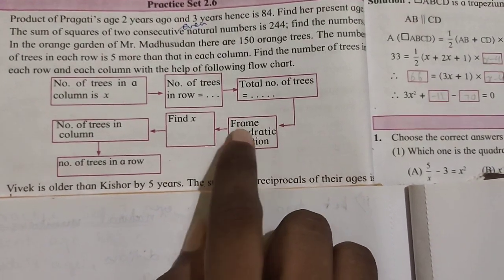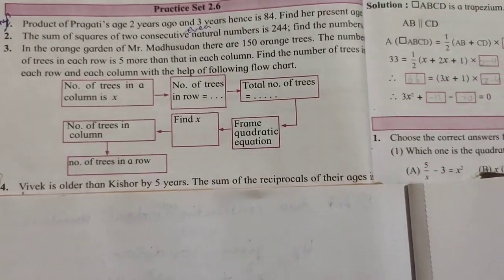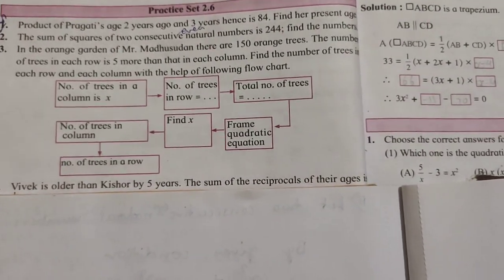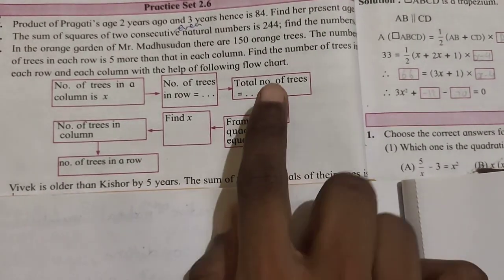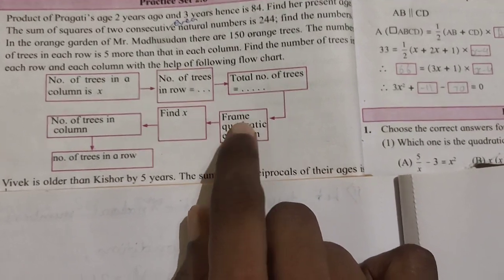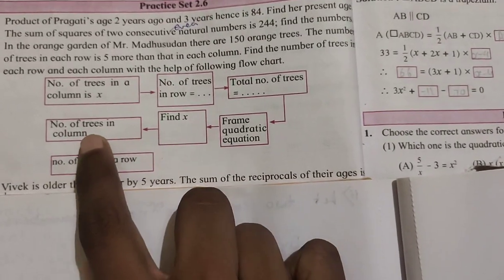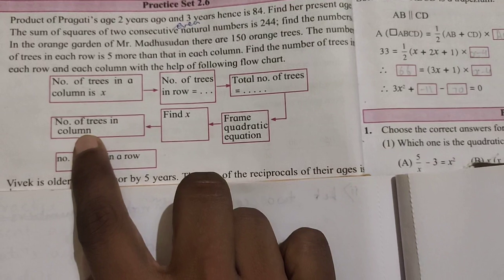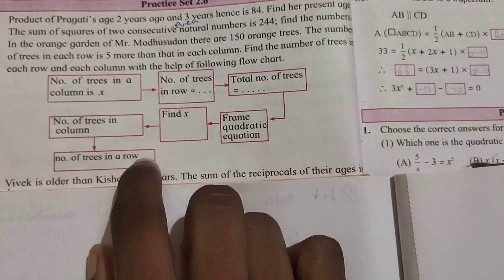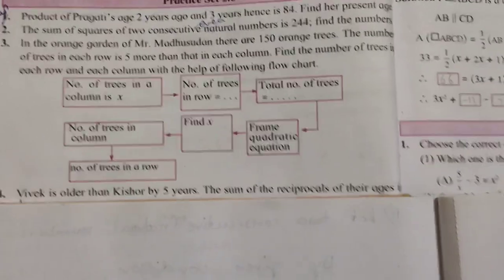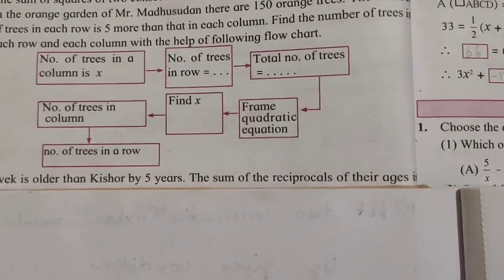Then what is the next step in the flow chart? Frame your quadratic equation. You know how to find the total number of trees: number of trees in each row multiplied by number of trees in each column. That is your total. By using that you can frame your quadratic equation, and by using that quadratic equation you can easily find your x, and that x value is the number of trees in a column. After that you can easily calculate how many trees are there in each row. So let us start the solution of this question.